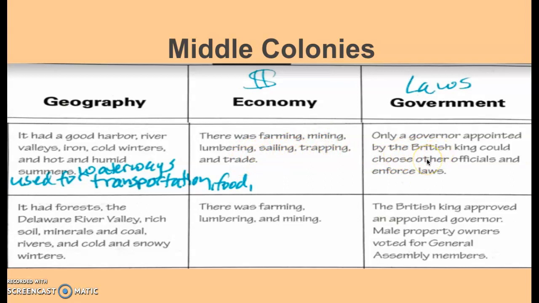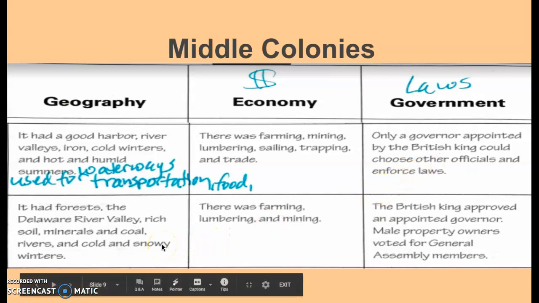And only government-appointed governors appointed by the British King. So nobody elected locally in that area, but rather somebody that the British King handpicks and places in that colony. In Pennsylvania, again, rich forests, soil, minerals, coal, river valleys, and so forth, a little bit of farming and lumbering. And again, the British King appoints a governor, and only male property owners were able to vote.